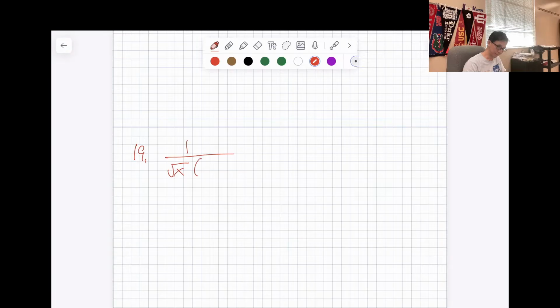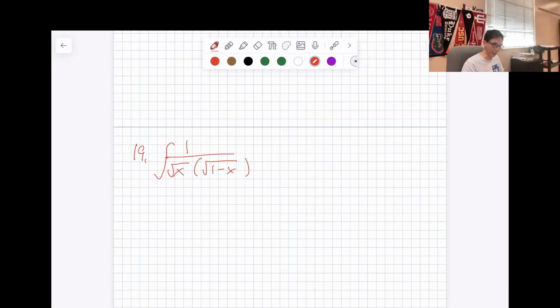The square root of 1 minus x. Okay, so immediately this looks like maybe it looks like an arcsecant in some way, but it's not because of the number in front. The arcsecant has the x in front of the square root.